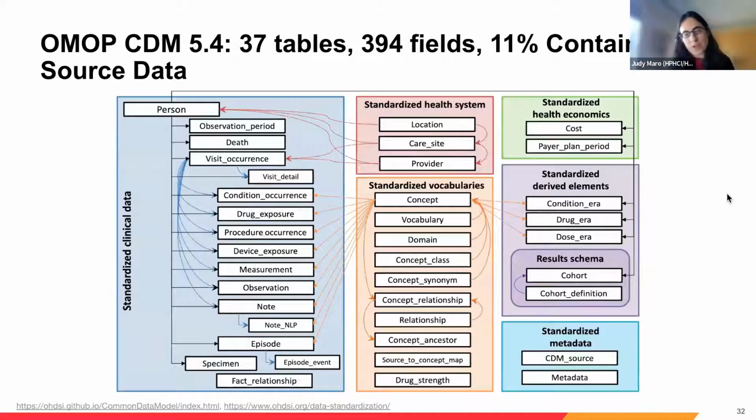And this is a table Jamie also showed, so we can skip over this really fast. The important point here is just to note that most of the data is mapped. 11% of these fields are source data fields. The majority of it is mapped. Next slide.